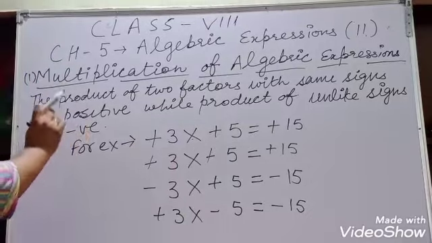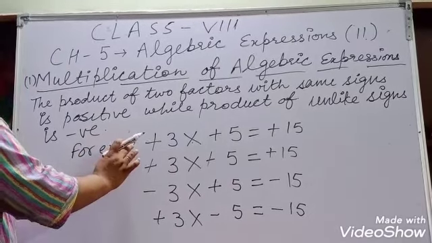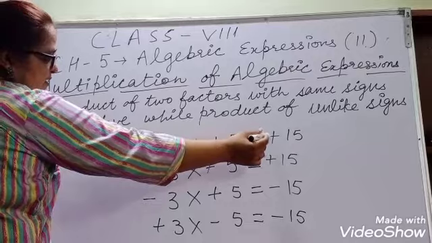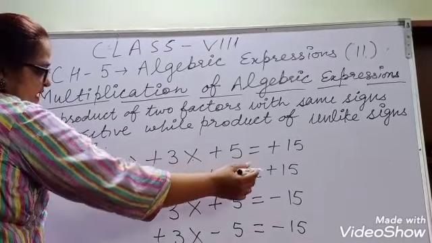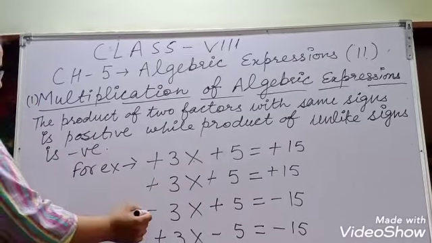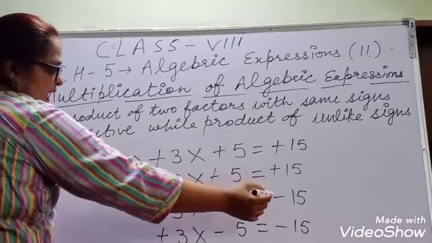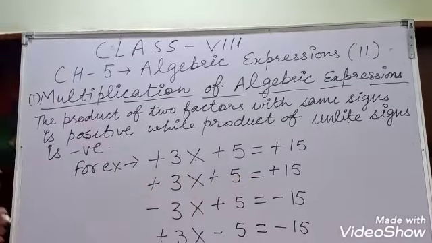Right? Now what is the observation? The observation here is, if the signs are same, the answer is positive, whether these are negative signs or positive signs. If one sign is negative while other is positive, the answer will be negative sign.